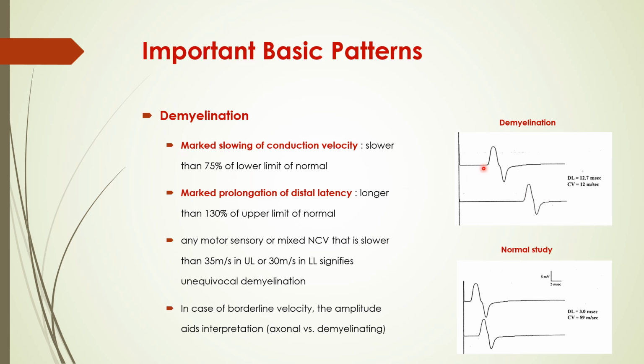as opposed to demyelinating injuries, in which there will be marked slowing of the conduction velocity. In demyelination, as you move proximally, the conduction velocity decreases significantly, as opposed to a normal study. It is said that a conduction velocity slower than 35 meters per second in the upper limb or 30 meters per second in the lower limb signifies demyelination.